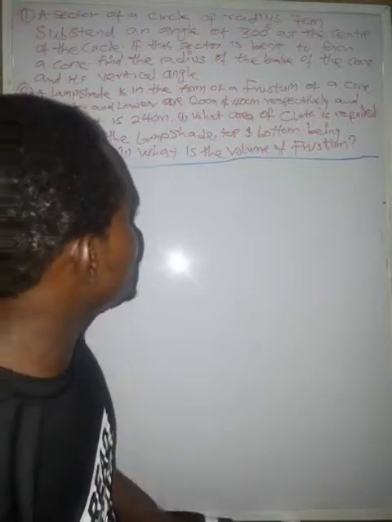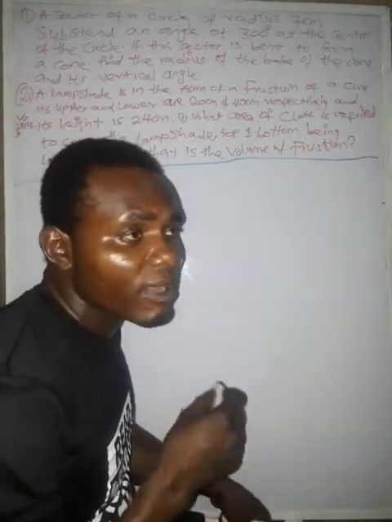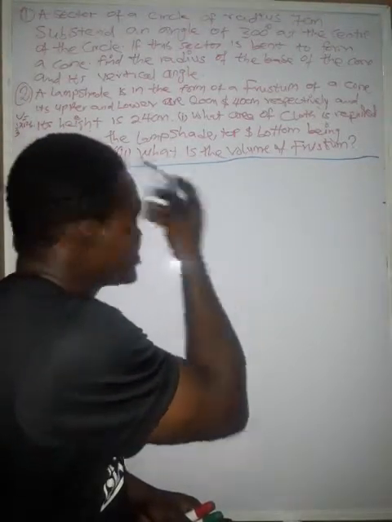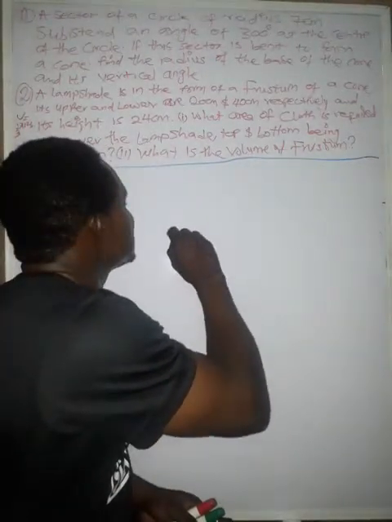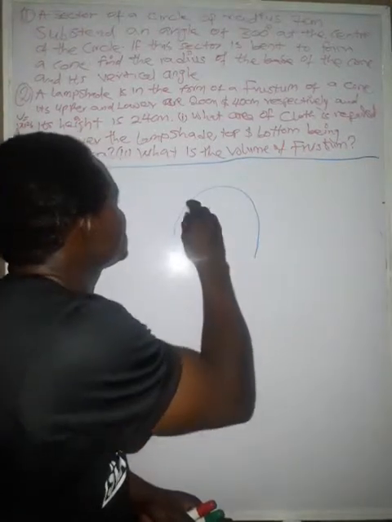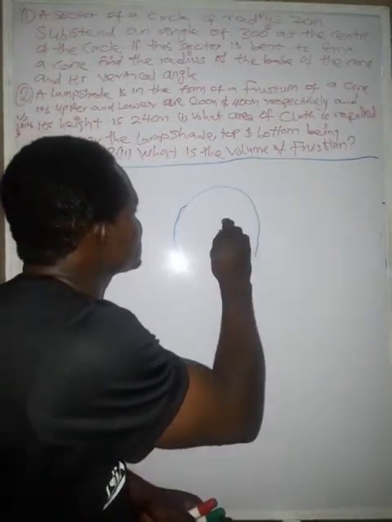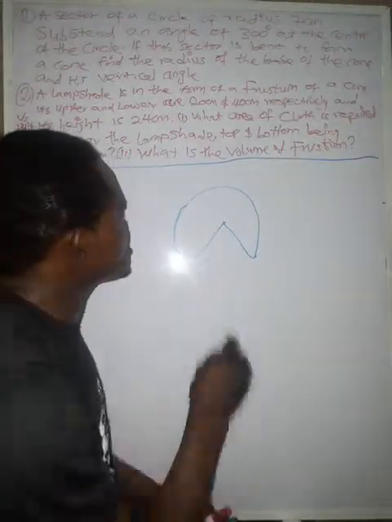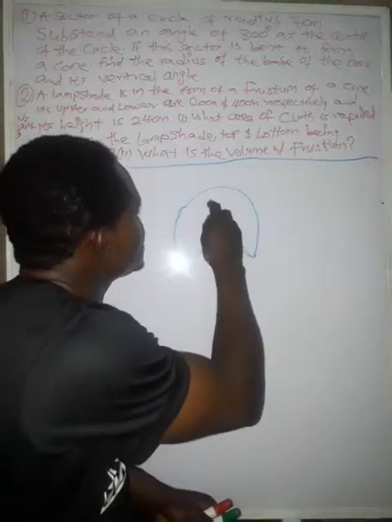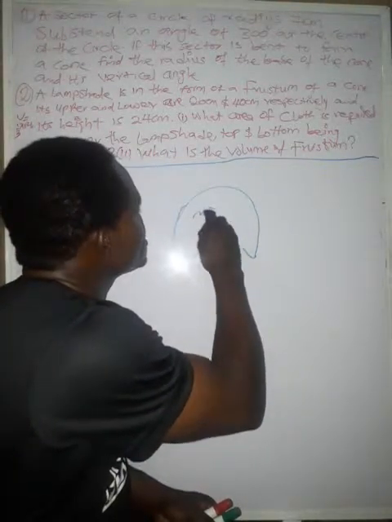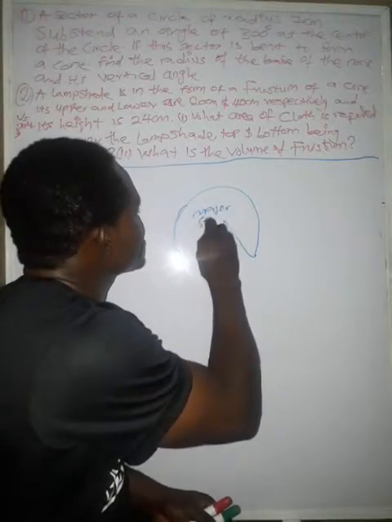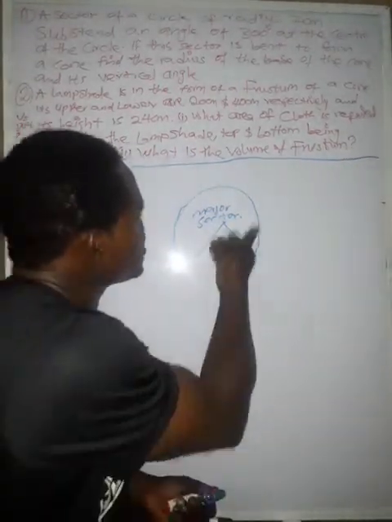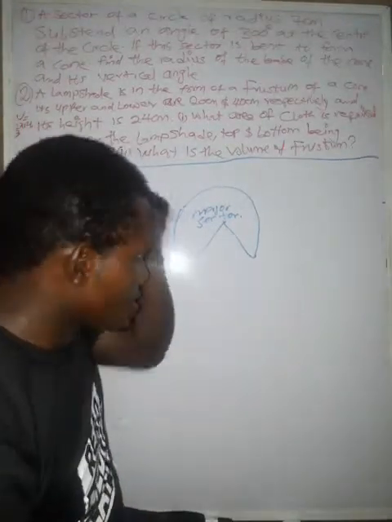Now, as I've explained in my former video, when you have a sector, it could be in this way. Let me draw it like this. Let's say this is a sector. Are you getting it now? This is a sector, and this bigger part is the major sector. Now, the removed part is the minor sector.